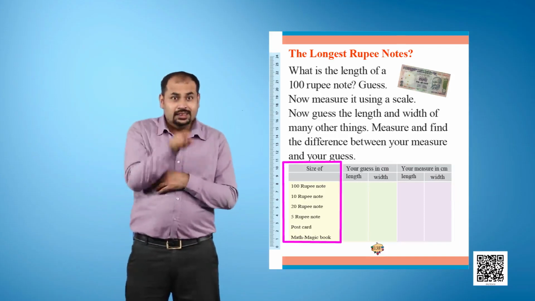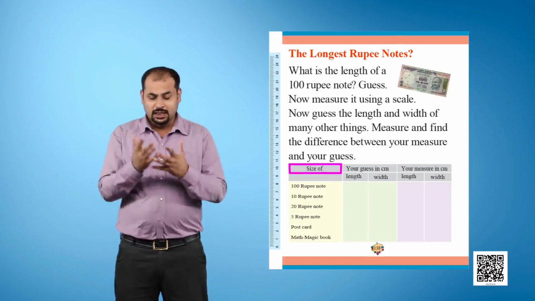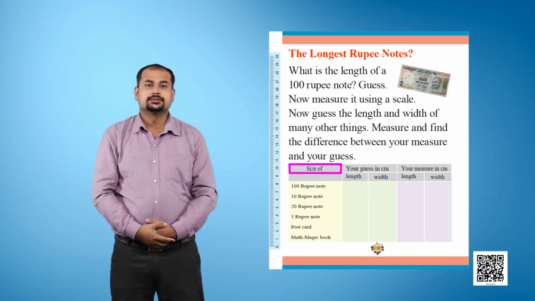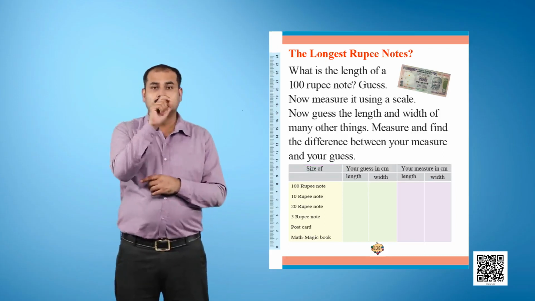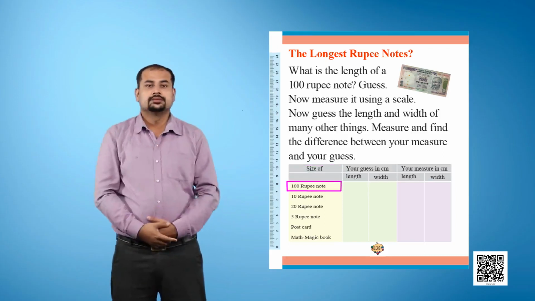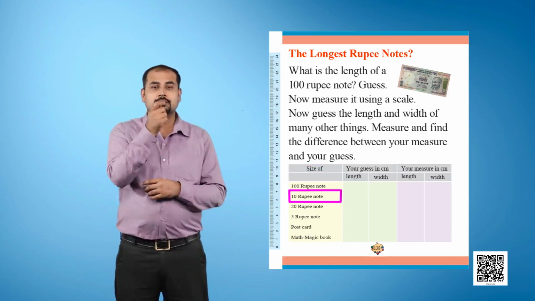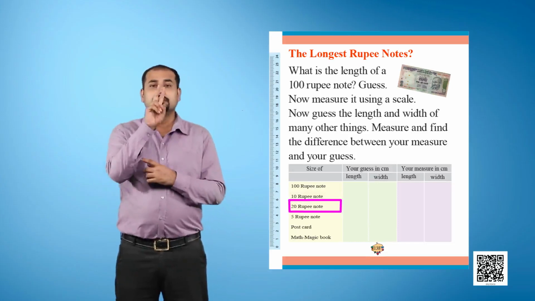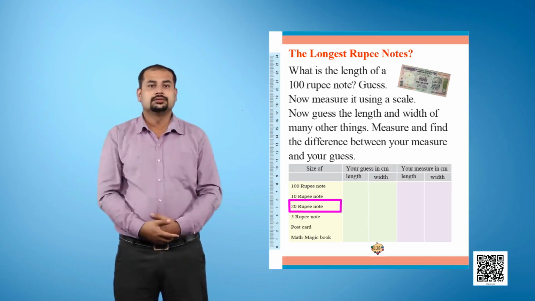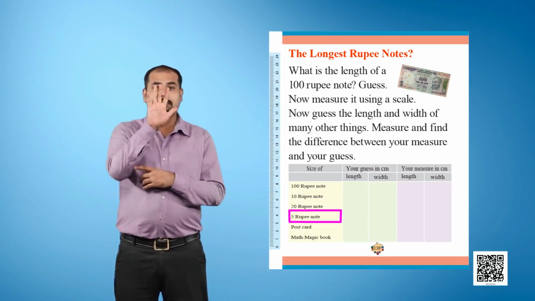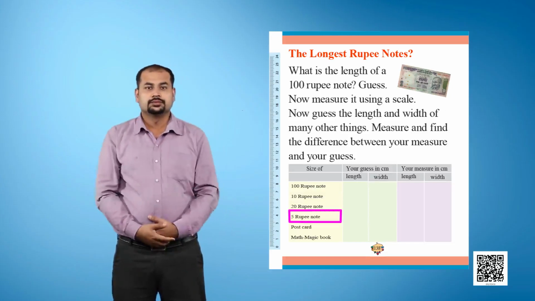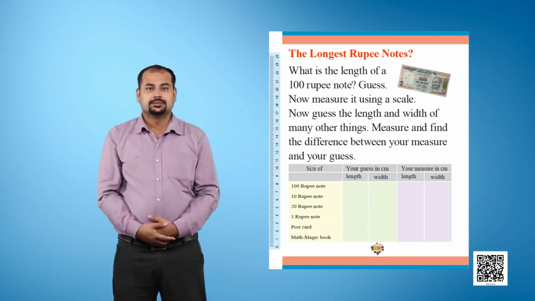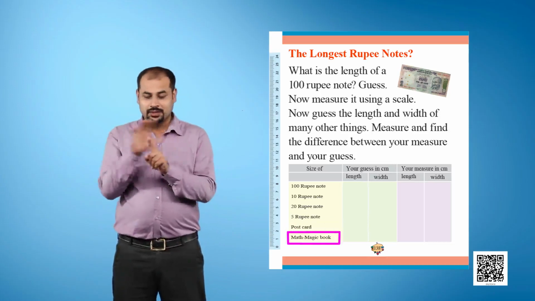The column 1 says size of, and we have the row entries as 100 rupee note, 10 rupee note, 20 rupee note, 5 rupee note, postcard, and Math Magic Book.